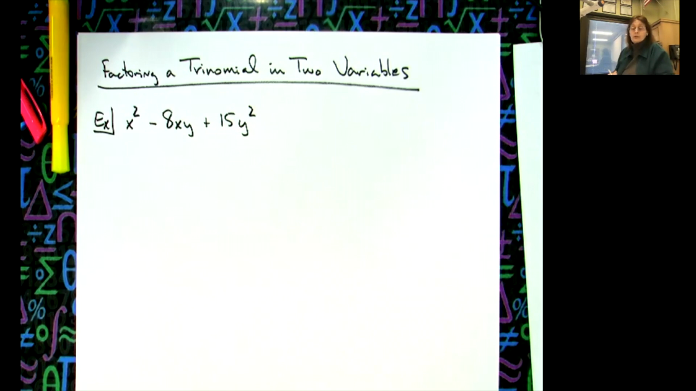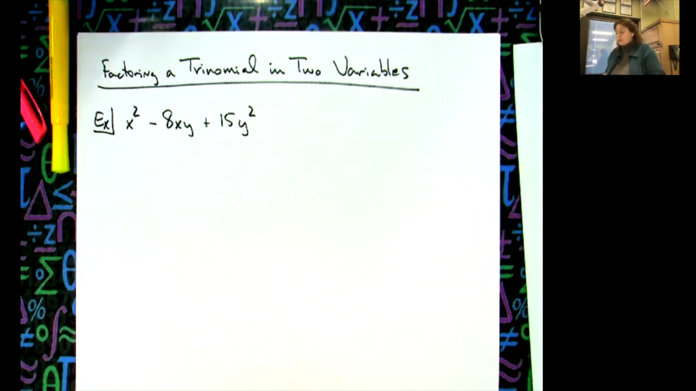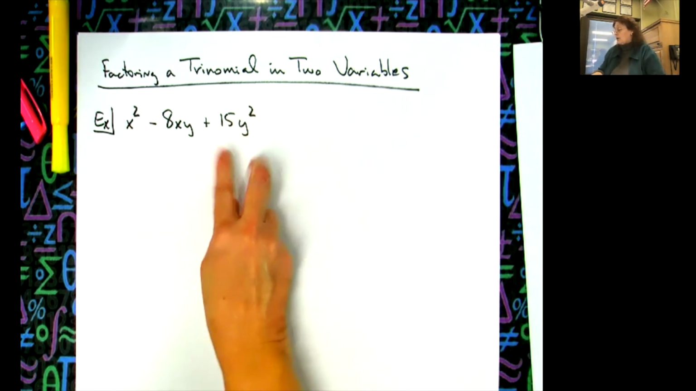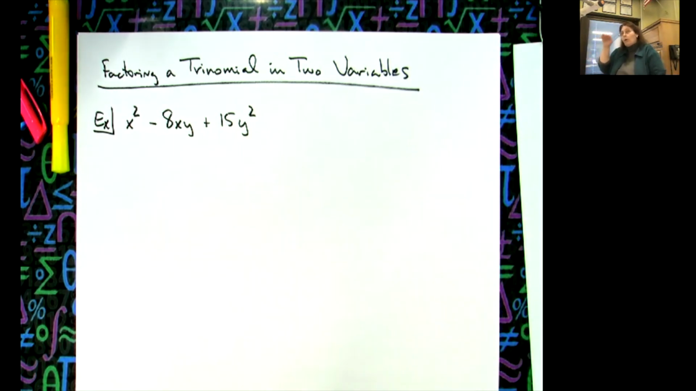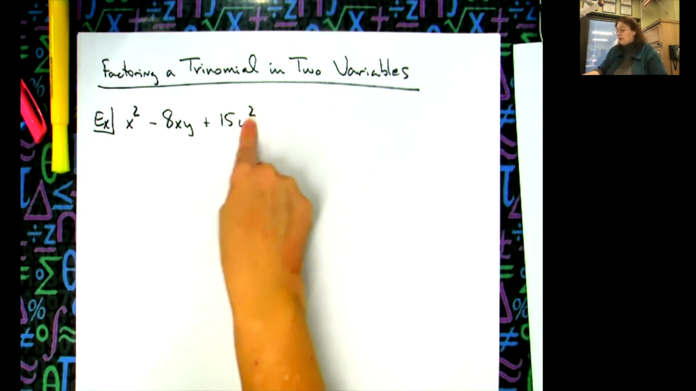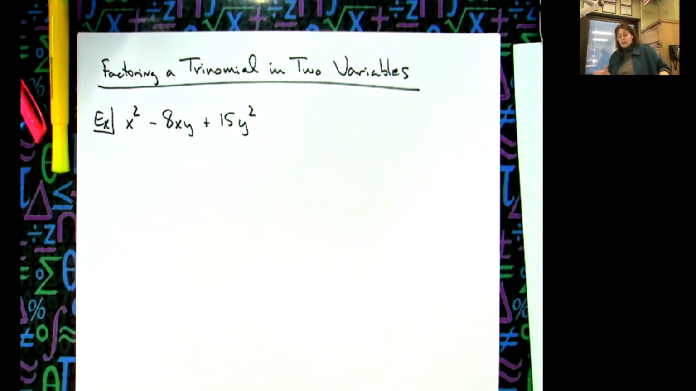I have two variables in this one. Okay. And that's okay. It's still a trinomial. I still have a leading coefficient of 1. Okay, so that's good. The only difference is I've got an x squared here. I've got a y squared here. All right, and if you think about FOIL and that multiplying, if I've got an x in this term and I've got a y in this term, this middle term's got to be an xy.